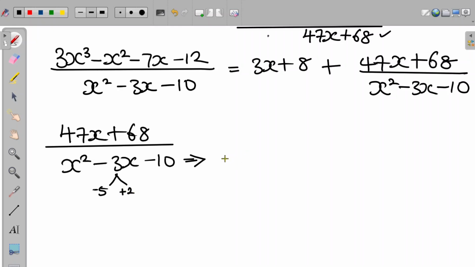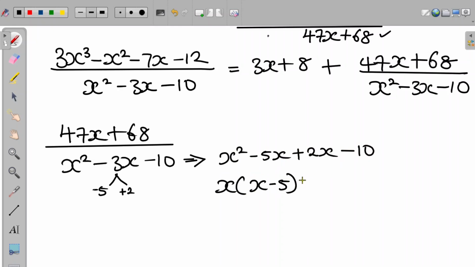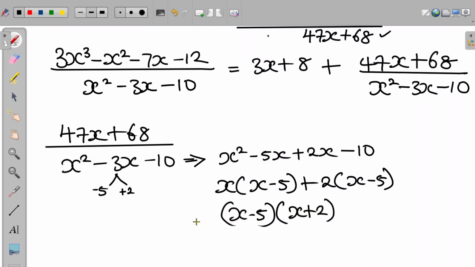Therefore, the expression becomes x^2 - 5x + 2x - 10. So at this point, we have x(x - 5) + 2(x - 5). So we have that this is (x - 5) multiplied by (x + 2). Therefore, we have been able to factorize the algebraic expression.